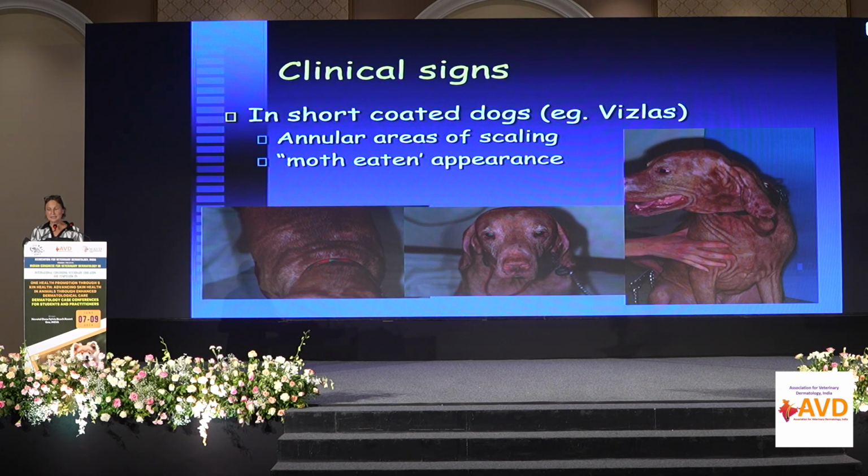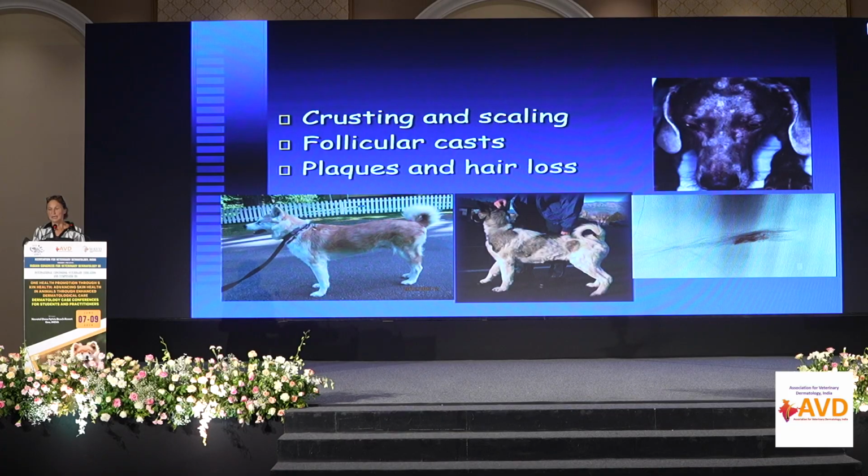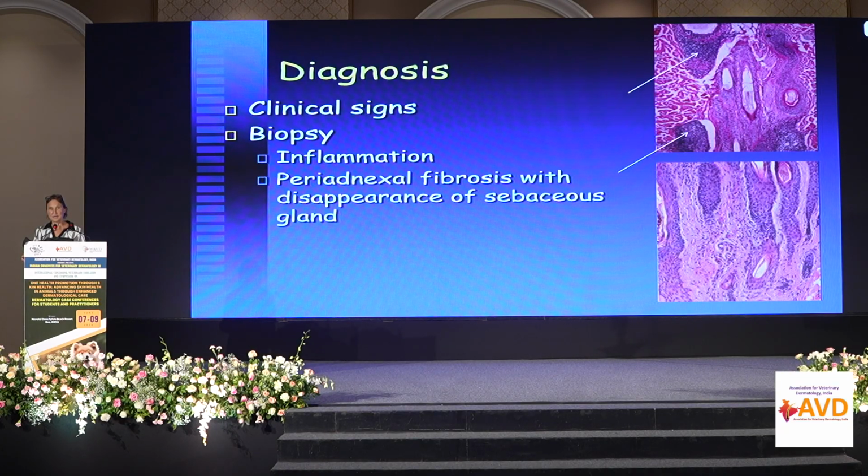The Vizslas tend to get alopecia and almost look like a pyoderma, like a multifocal alopecia. The Akitas get more of the actual follicular casts and crusting. This is what the follicular casts look like, where you have all the keratin hugging the hair, and that is a feature of sebaceous adenitis. And these dogs basically need to be on systemic antibiotics to treat their secondary infection.